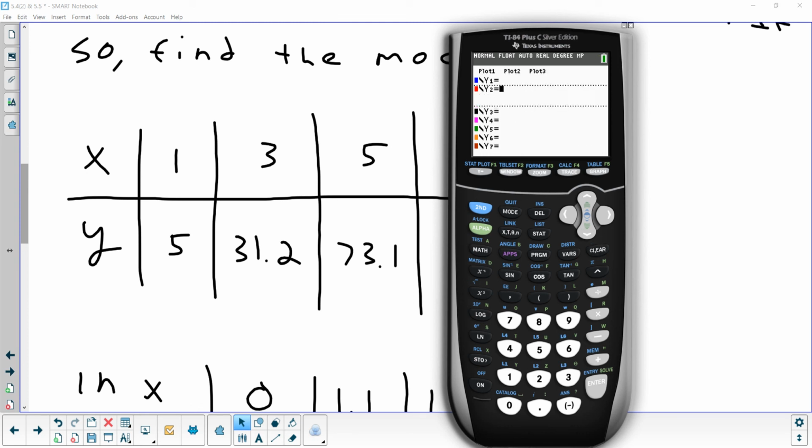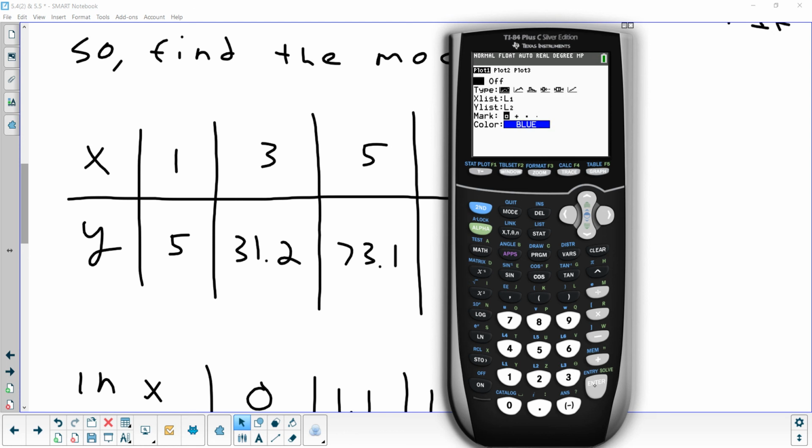Now, I'm going to clear out anything else I had, and if I hit graph, I don't see anything. I should be seeing points. Well, the reason I'm not seeing any of these points is because I didn't turn on a scatter plot. Okay, so if I want to actually see what those points are, I have to go up to plot 1 and turn it on. Now, I know my settings in plot 1 because I'm the only one who uses this calculator. But if you're not sure what plot 1 is actually doing, you can press second y equals, and it'll show you what plot 1 is doing.